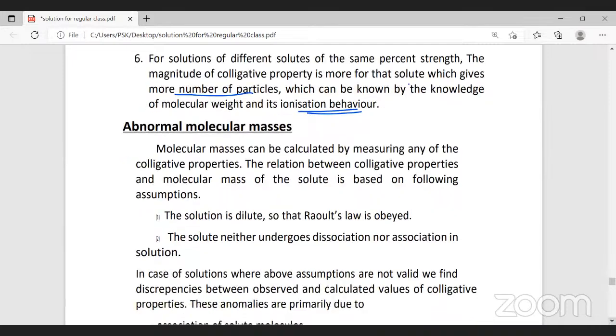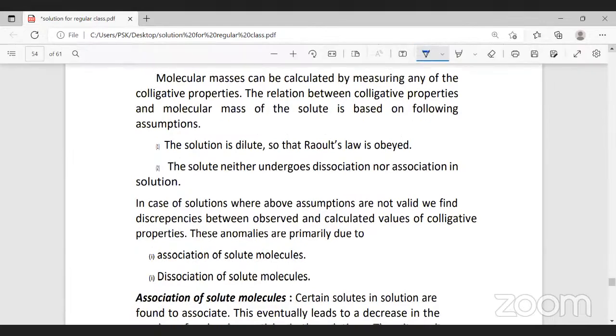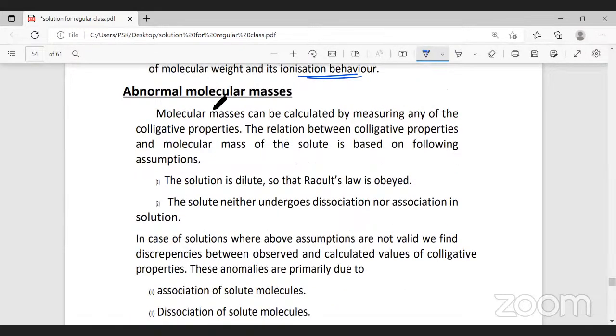Now we have to learn an important concept, the last part of the concept, that's called abnormal molecular mass. What is this abnormal molecular mass? I'll briefly tell you. If we take NaCl, the atomic mass of sodium is 23, chlorine is 35.5. Therefore, the molecular mass is 58.5. This is the theoretical molecular weight. We just calculated it based on the atomic mass.